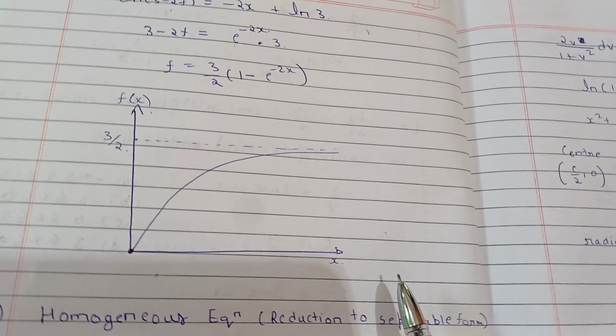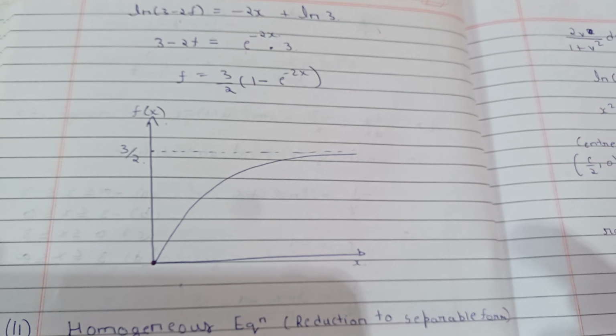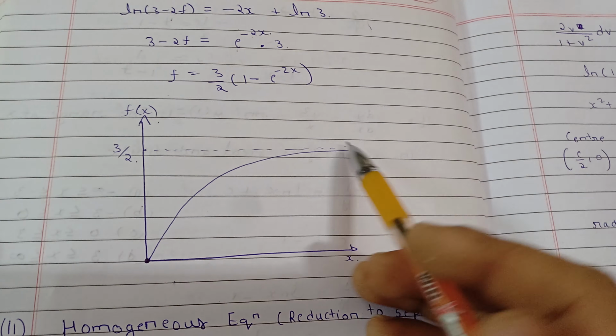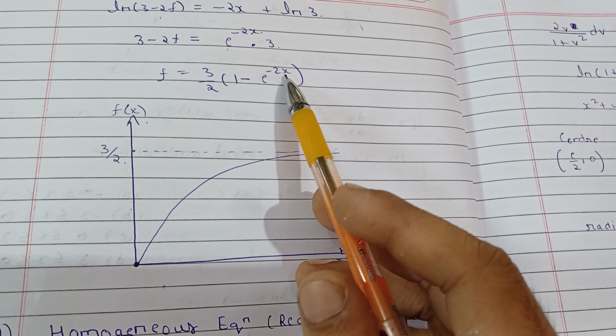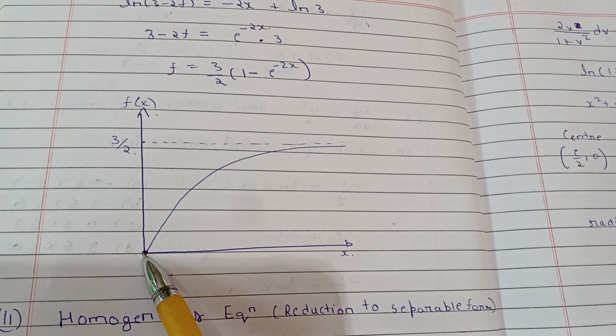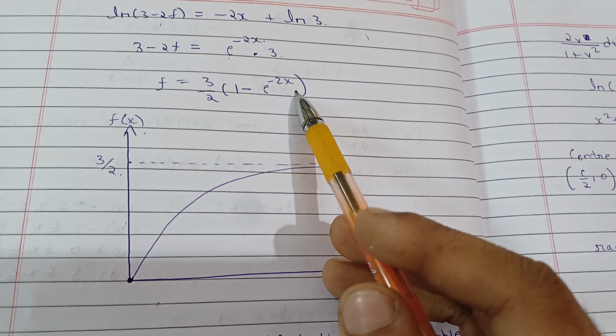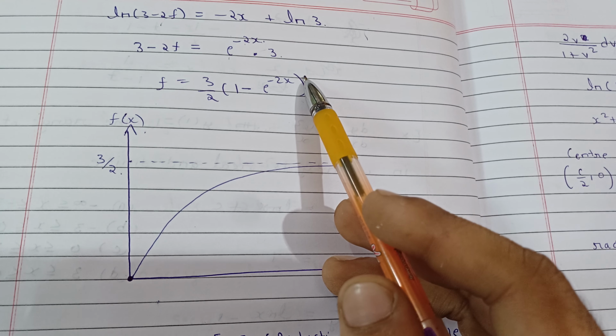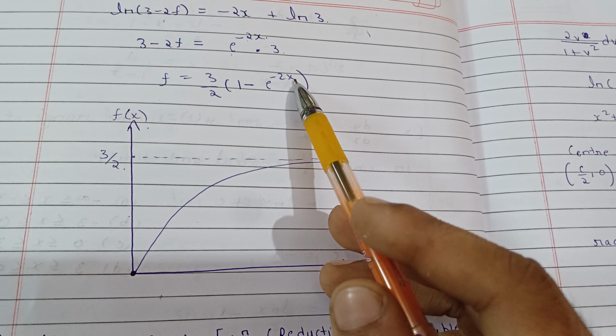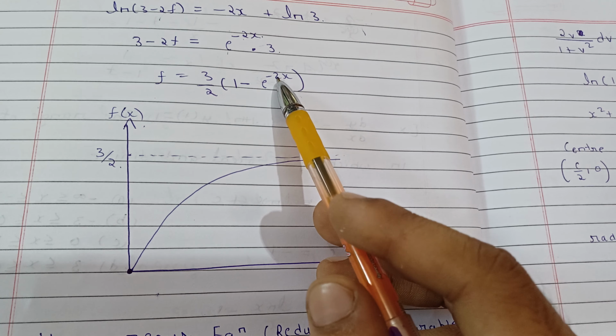So a question can be asked like: plot this curve. How can you plot this? We know for x equal to 0 the whole term will be 0, so it comes out to be here. Now as x increases, we see that it is an exponential function. So at x equal to infinity it will be e to the minus infinity.